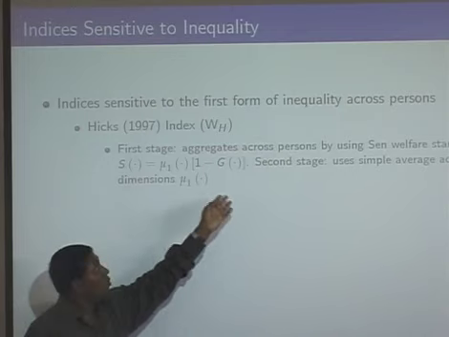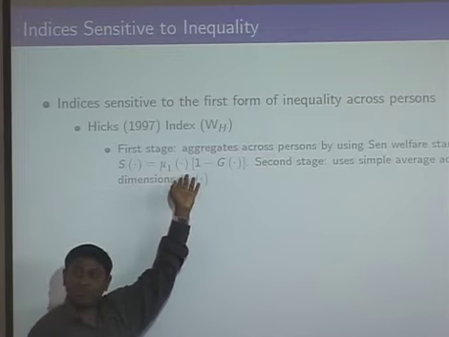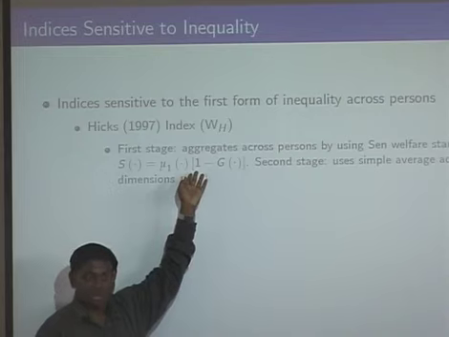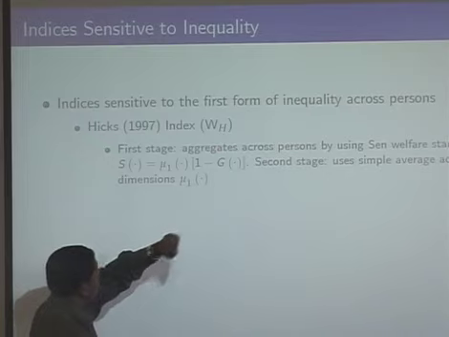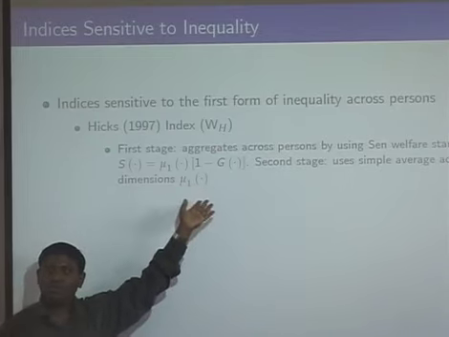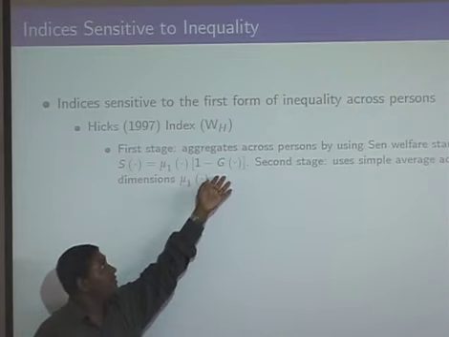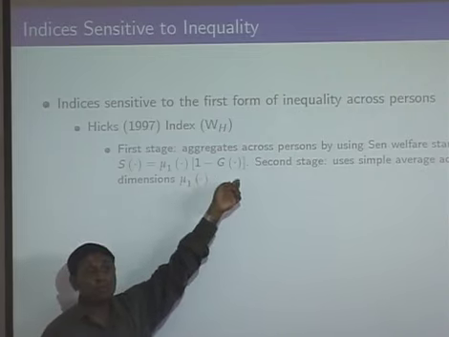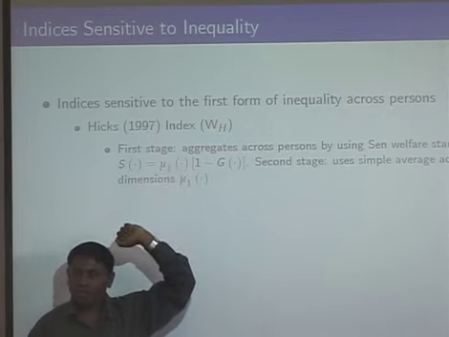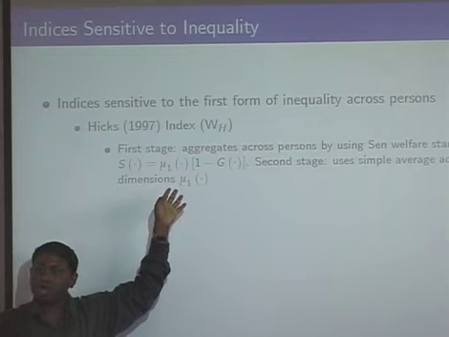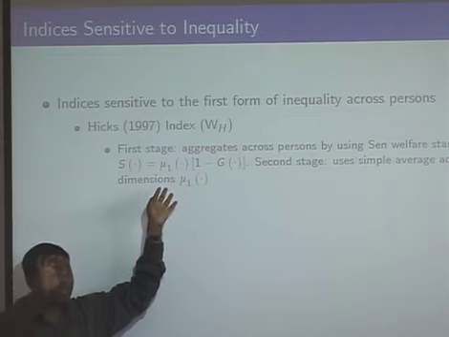Okay? So what happens when the mean remains the same and inequality increases? What happens to the Sen welfare standard? The Sen welfare standard goes down. So you actually punish the distribution for being highly unequal. If inequality falls, then Gini falls, this entire term goes up, and as a result the Sen welfare standard goes up. So Higgs suggested at the first stage, for each dimension, you take the average and multiply by 1 minus Gini.